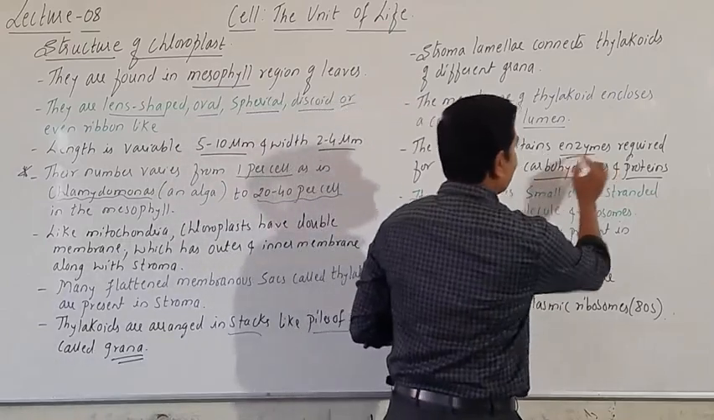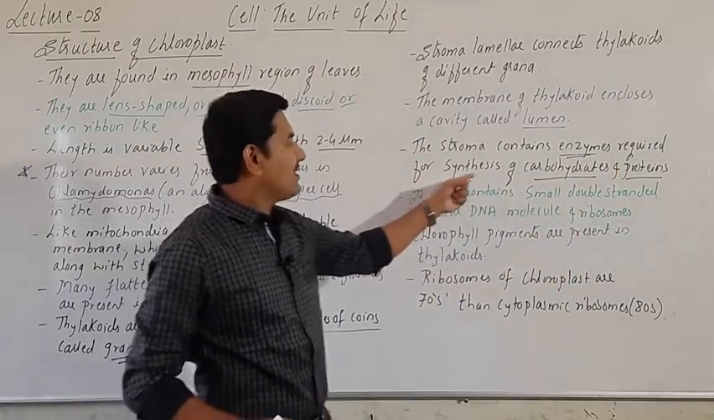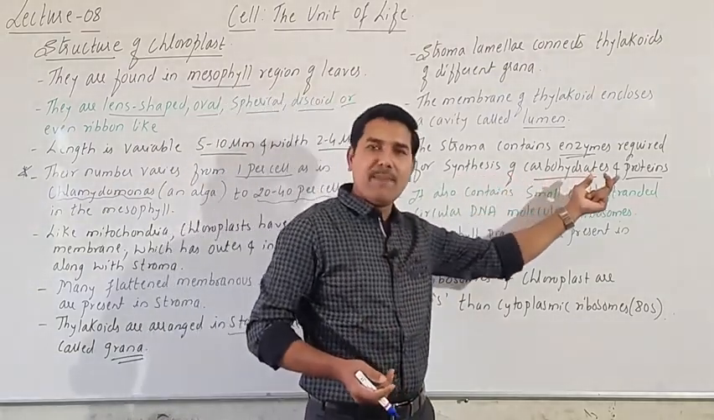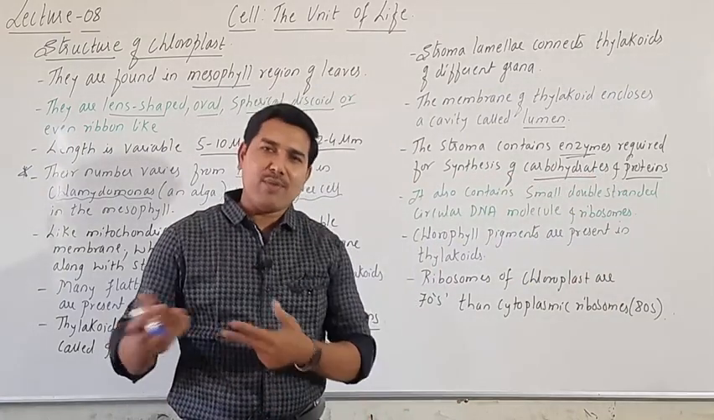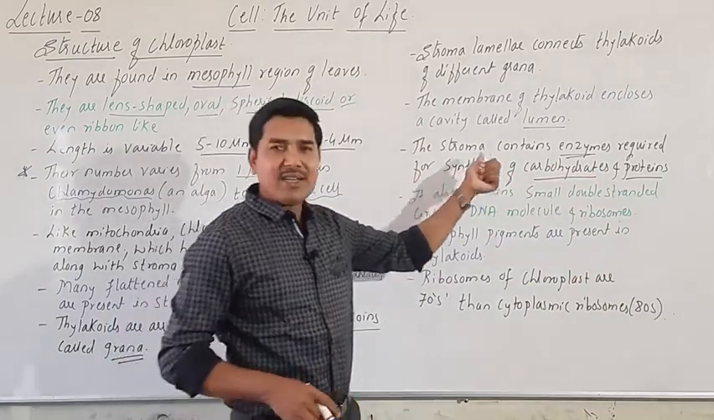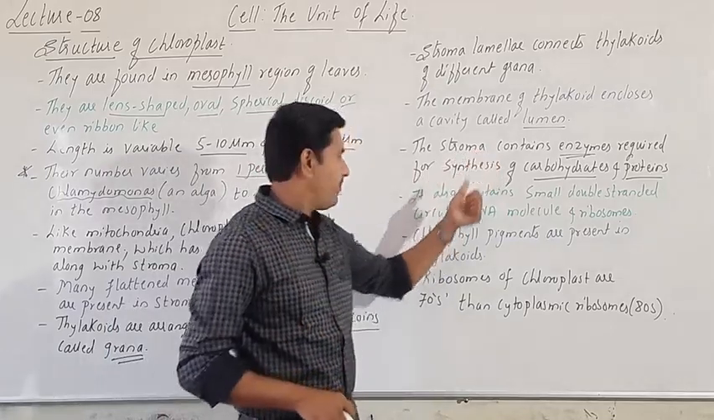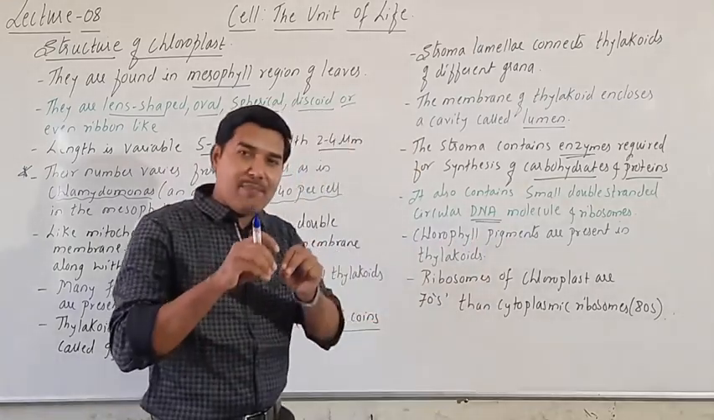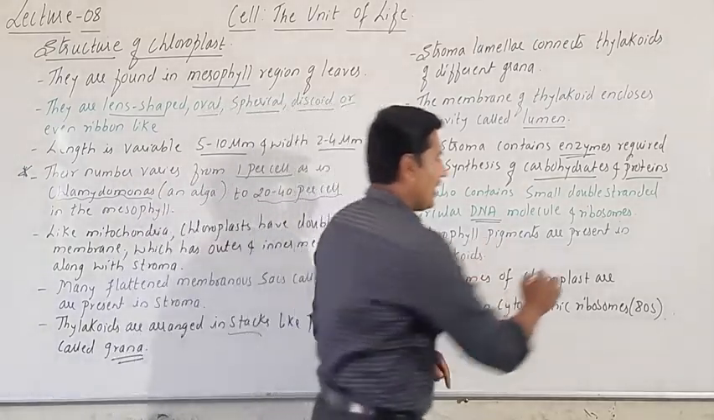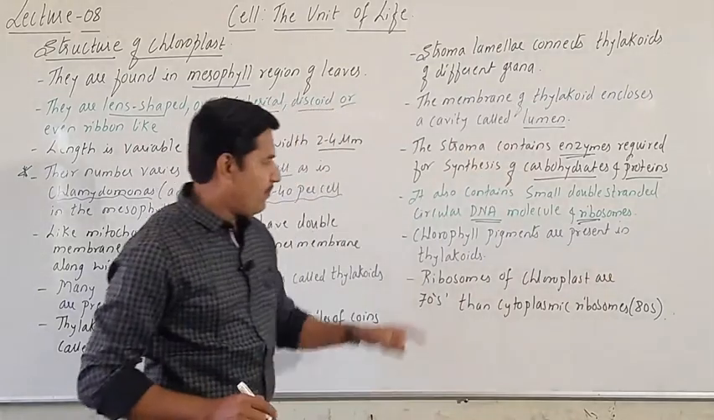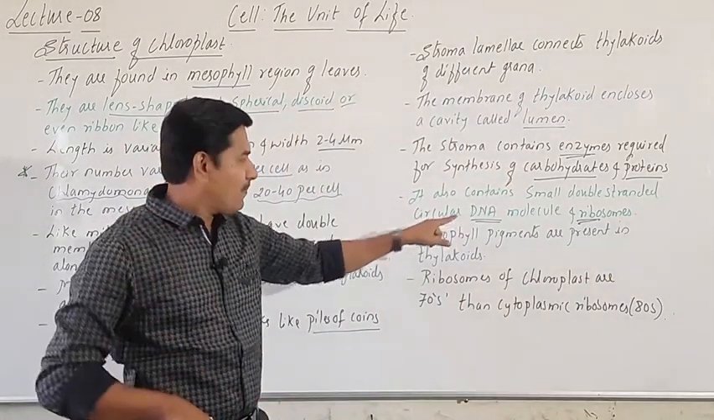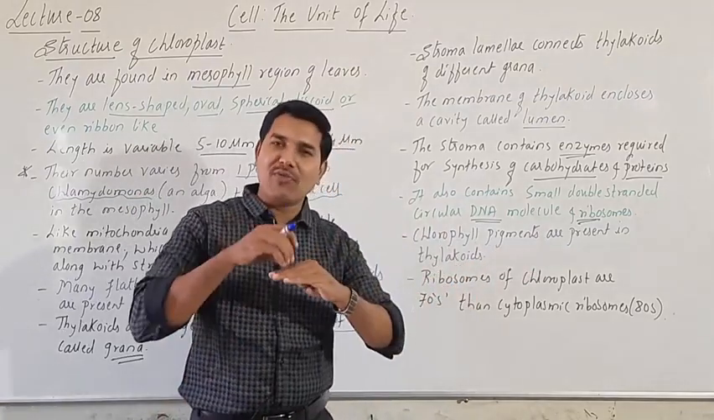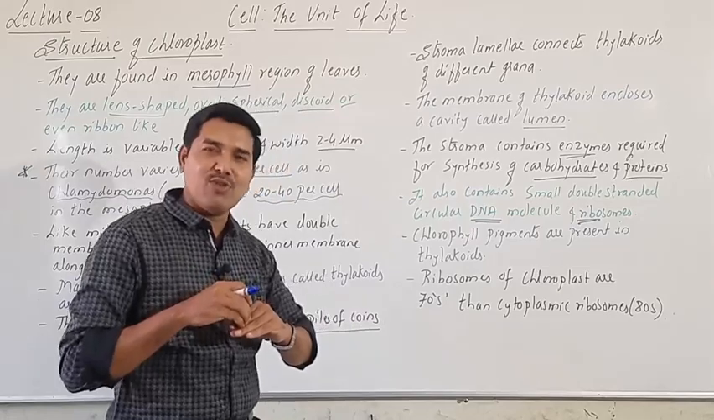Okay, then the stroma contains enzymes. So inside the stroma there are enzymes that are required for synthesis of carbohydrates, that is, carbohydrates produced by photosynthesis. Along with that, even the proteins are also produced, okay, on the ribosomes. So that is the major site. So stroma is the site with enzymes. It also contains small double stranded circular DNA. Look at this, it is having an independent DNA of its own, along with ribosomes. Okay, for that reason it self divides. Chlorophyll pigments are present in the thylakoids. On the thylakoid, chlorophyll, green color pigments are present, which helps in photosynthesis.